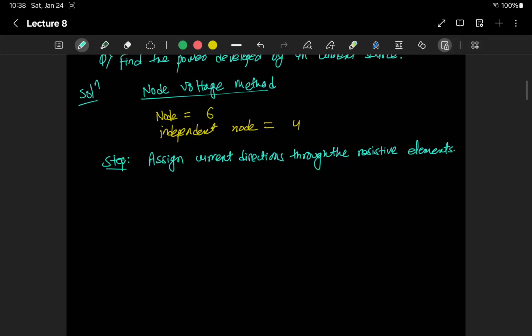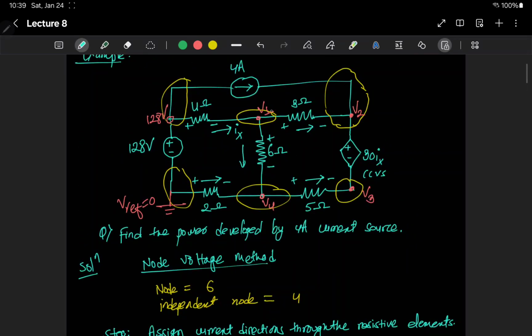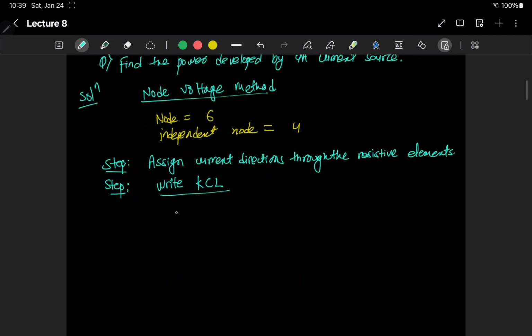The next step of the node voltage method is to write Kirchhoff's current law. We can do it from the unknown nodes. We have V1, V2, V3, and V4. Let's start with KCL at node 1.